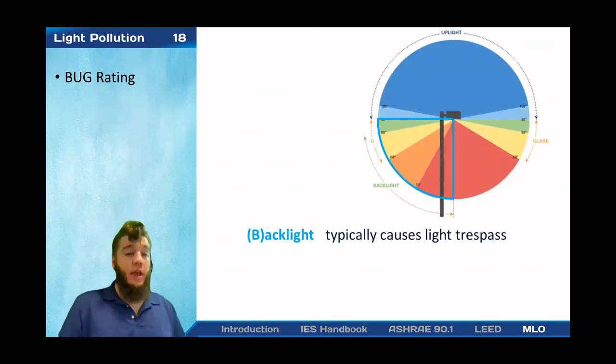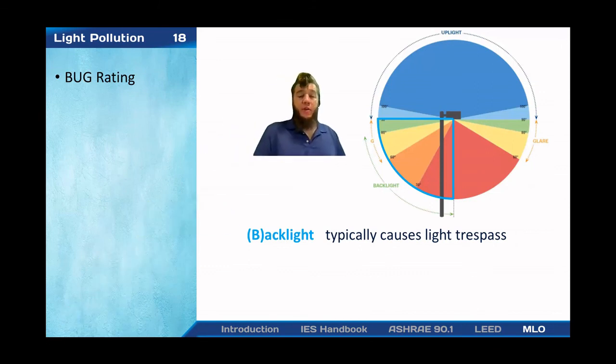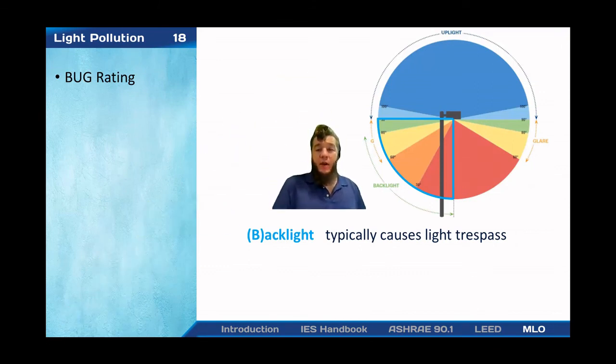So let's take a look at the BUG rating. Specifically BUG, B-U-G, it's an acronym, and it's getting at three types of waste light coming off a luminaire that's not benefiting you directly, that's not explicitly going towards the goals of your project.